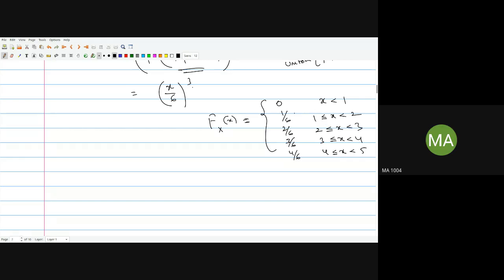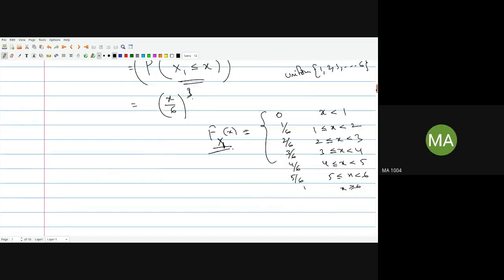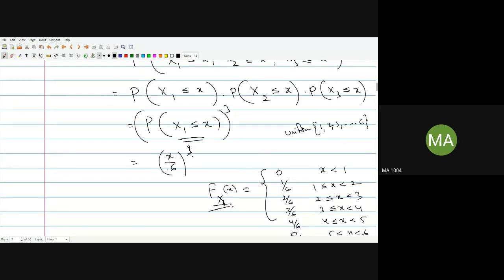So you can see here, our F_X(x) will be like this. If I wanted to generalize, it will be x by 6. No, sir, not 1 by 6. It will be cube, yes, all will be cube. This is just the F_X1, the CDF, and there will be 2 more rows like this. So it will be x by 6 or k by 6, and it will be whole cube because there are 3.